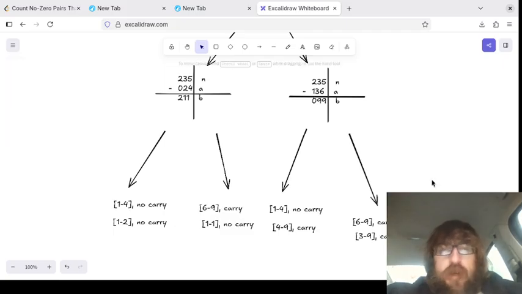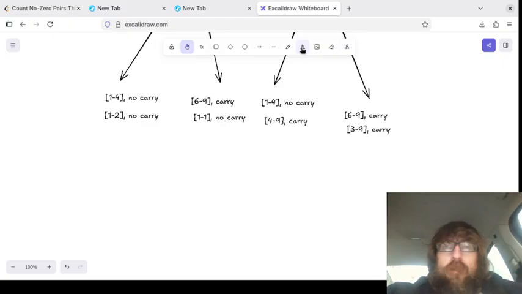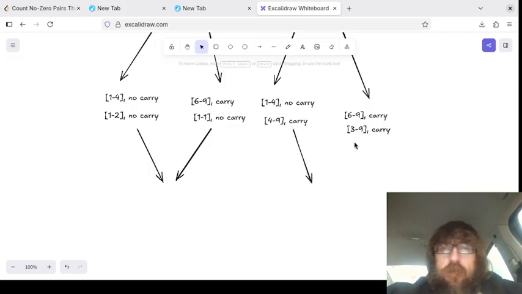And what does that imply? That implies that these groups then recombine, which is the point of this. This is a no carry, no carry. This is still going to be no carry. And this also is going to be a carry, but still a no carry. And same thing over here is going to be a carry and a carry. And all of these are disjoint sets, so you can just add them directly.